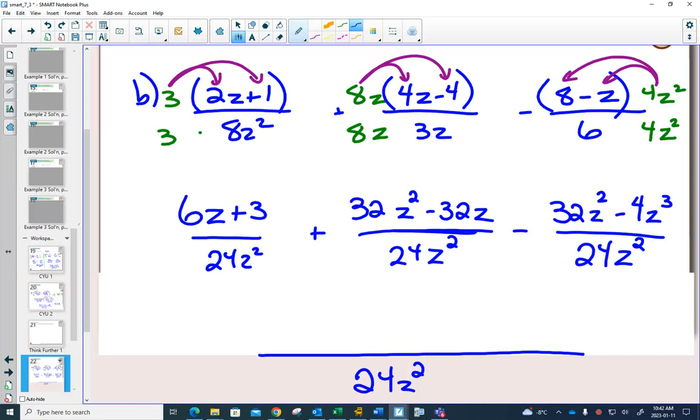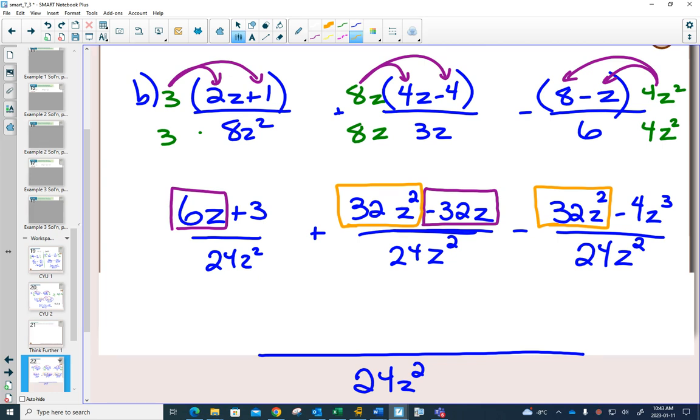Now we're adding and subtracting. Do we have like terms? Yes. Can you see that this 6z and this minus 32z are like terms? Can you see that you have a z squared here and a z squared there that are like terms?